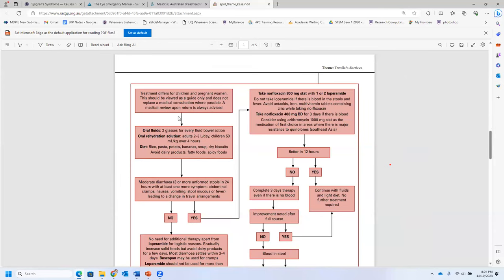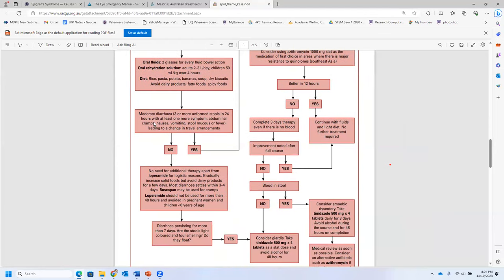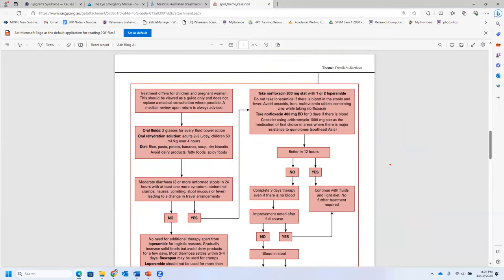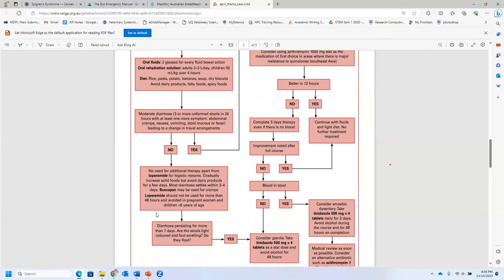So if a patient is having diarrhea for 24 hours, give oral fluids, oral rehydration solutions like Hydrolite, and make sure they're having a very soft diet and avoiding any dairy products, fatty foods, and spicy foods. If the patient is having one or more symptoms with the diarrhea, like abdominal pain, nausea, vomiting, stool having mucus in it, or fever, then you start the patient on antibiotics, which is norfloxacin, with loperamide, which acts as an antispasmodic if the patient is having cramps. If just cramps with diarrhea and no systemic feature, we don't start the antibiotics. We can add antispasmodics like buscopan, loperamide.